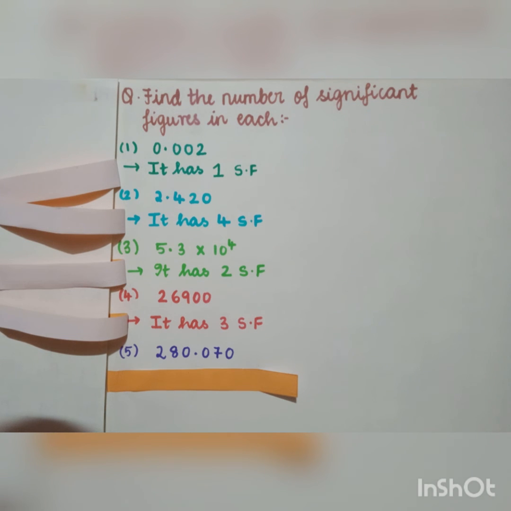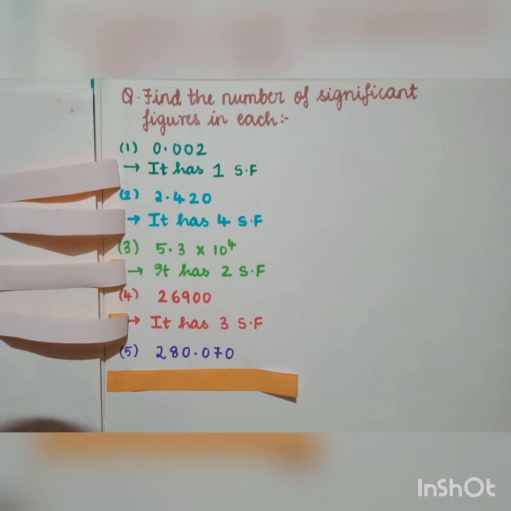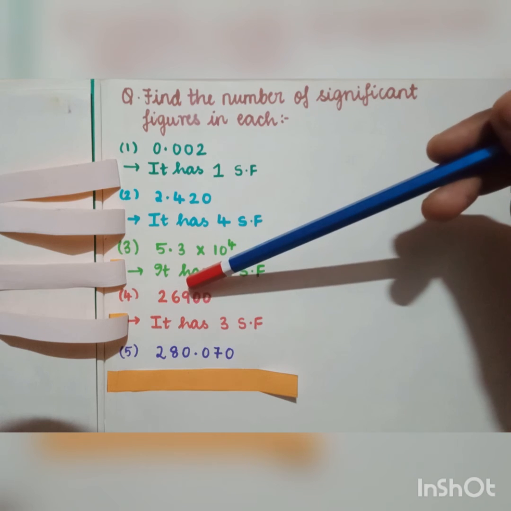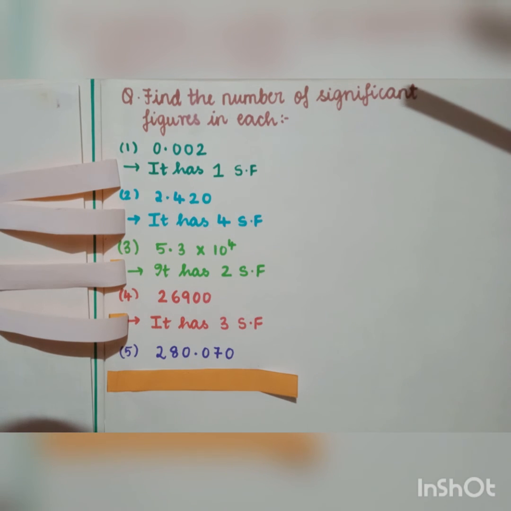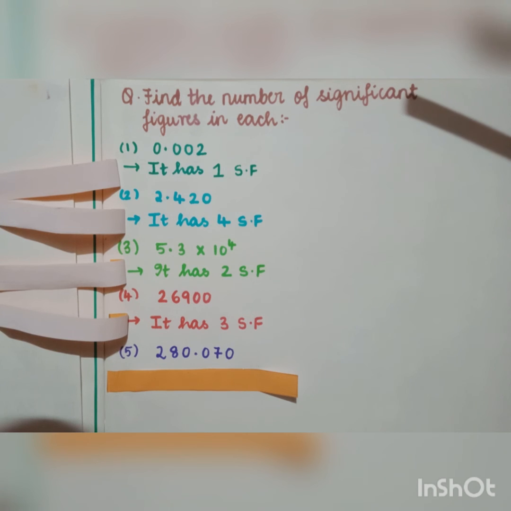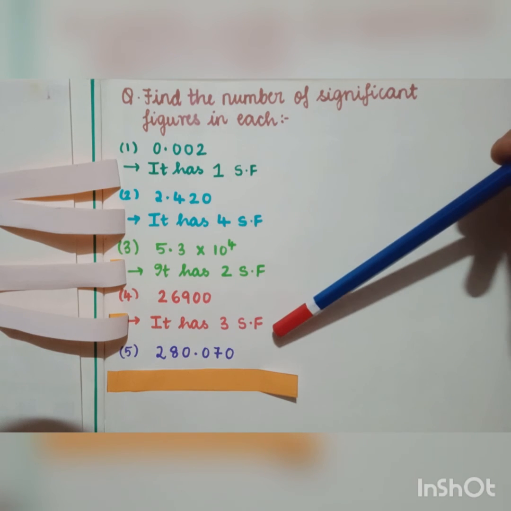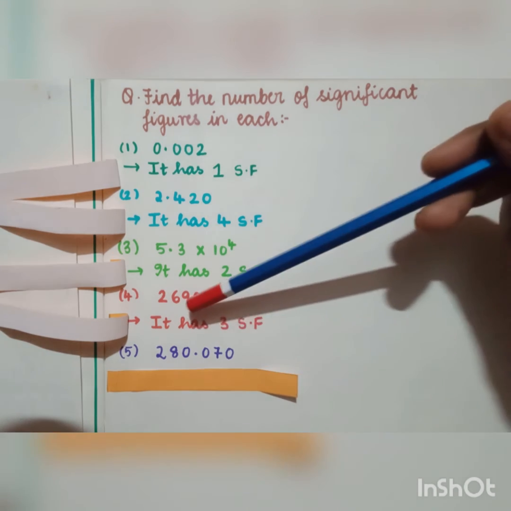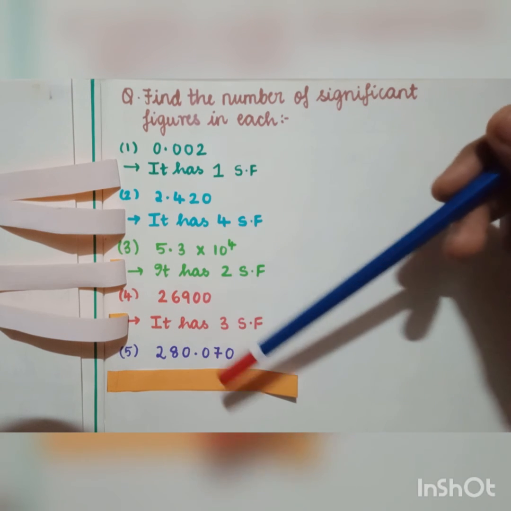Now as we learned in rule number 6, all the zeros at the end of numbers without a decimal point are considered non-significant. And according to rule number 1, since 2, 6 and 9 are non-zero digits, they will be considered significant. Therefore we can overall say that this number has only 3 significant figures, which are 2, 6 and 9.